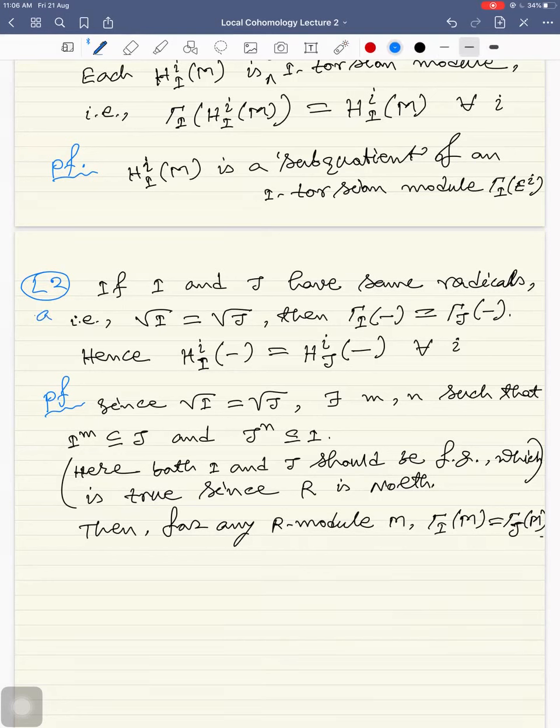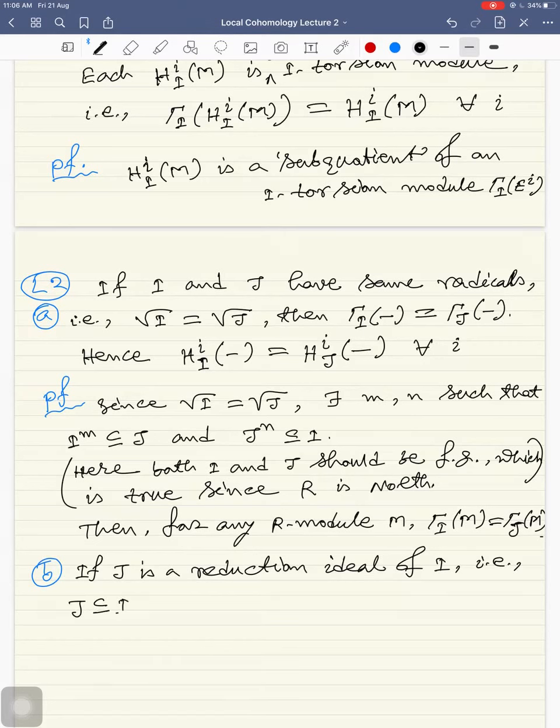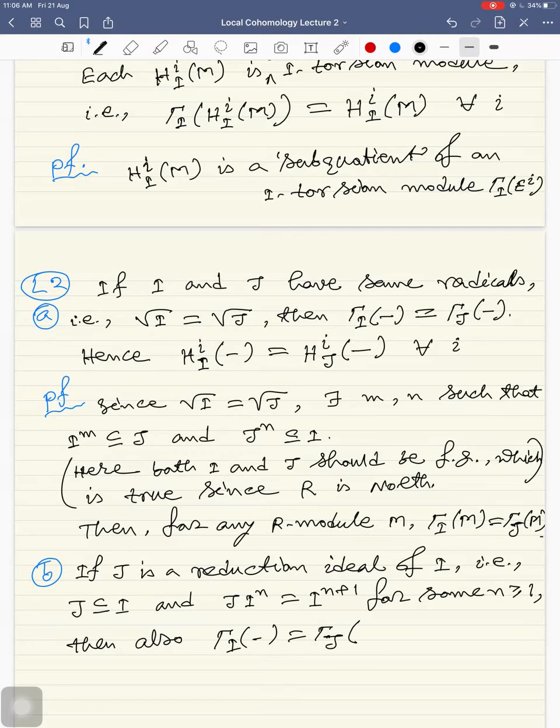So a similar property we can have. This is B. It says that if J is a reduction ideal of I, that is, J is contained in the ideal I, and J times I^n is just equal to I^(n+1) for some n greater than or equal to 1, which is the definition of a reduction ideal of I, then also both functors are the same. The I-torsion functor is the same as the J-torsion functor, and hence the ith local cohomology functor with respect to the ideal I is the same as the ith local cohomology functor with respect to the ideal J for all i.